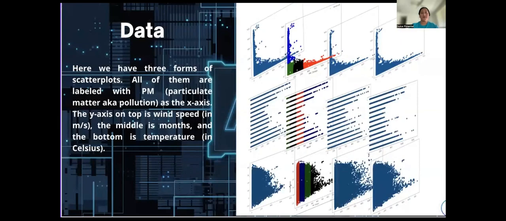So here's the data. Here we have 3 forms of scatter plots. All of them are labeled with PM, which is particulate matter, aka pollution, as the x-axis. The y-axis on the top is wind speed, the one in the middle is months, and the bottom is temperature in Celsius. We ran the algorithms on one province, then compared them to the others.